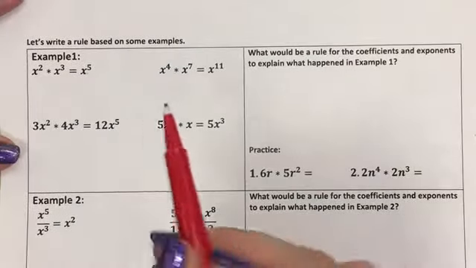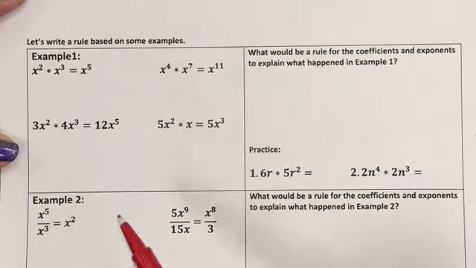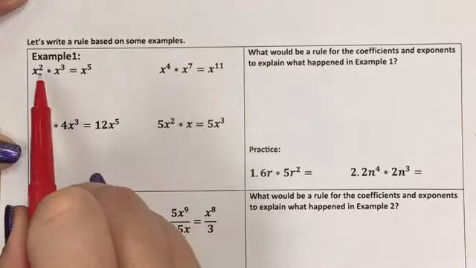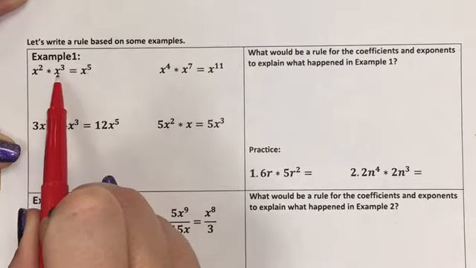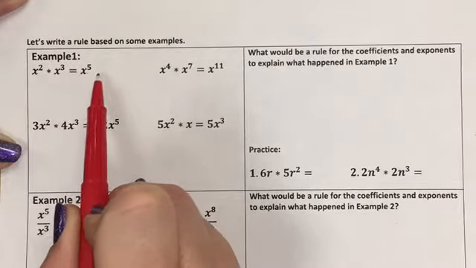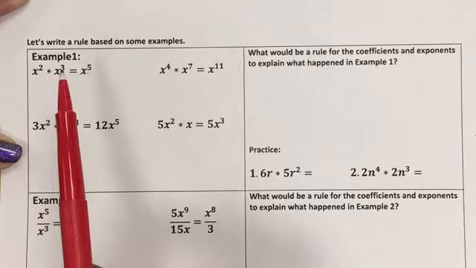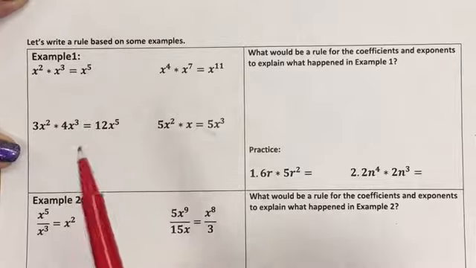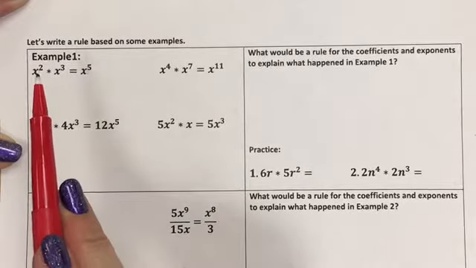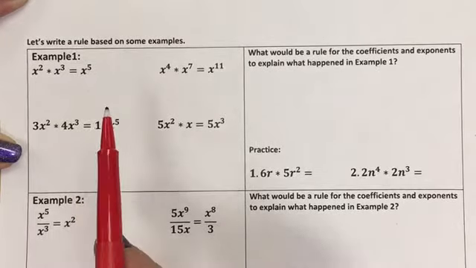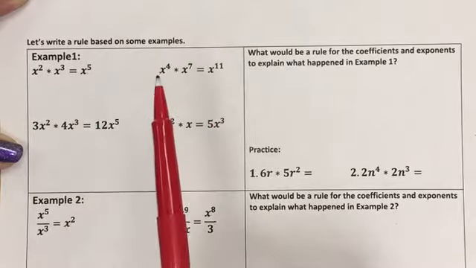Okay, so hopefully you took a second and were able to figure out what's going on. So let's look at this first example. We've got x squared times x cubed equals x to the 5th. So how would we be able to get 2 and 3 to make 5? Hopefully you notice that if you add 2 and 3, we should get 5. Okay?